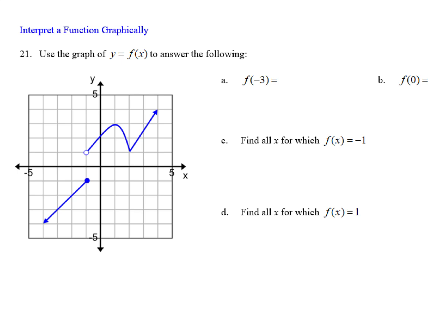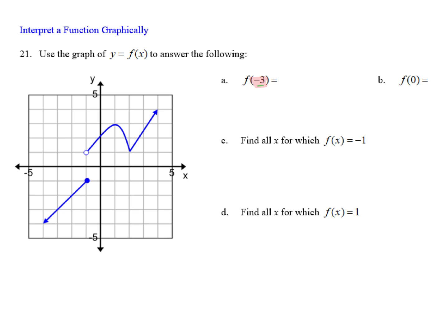Now let's put all this information together and do some analyzing of this graph. So I've got a graph here. It's a function. And so the first question asks me, what is f of negative 3? Well, remember, f of negative 3 means that I am looking for an x value of negative 3. So if I'm looking for an x value of negative 3, where is that?